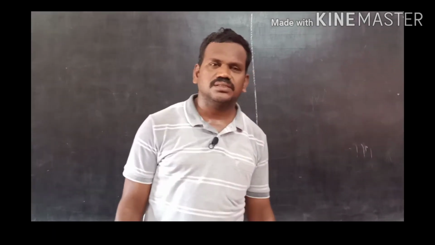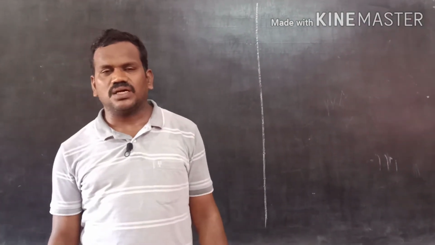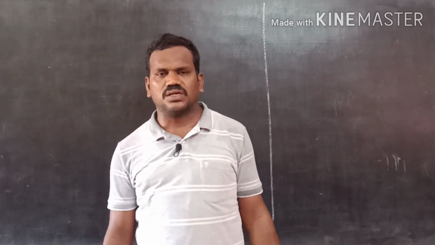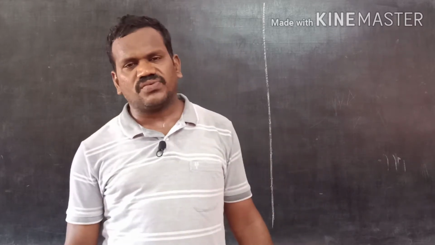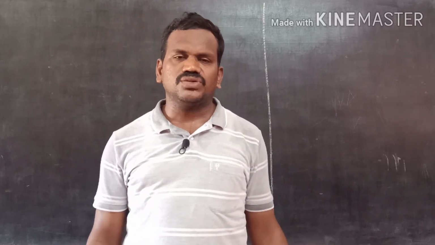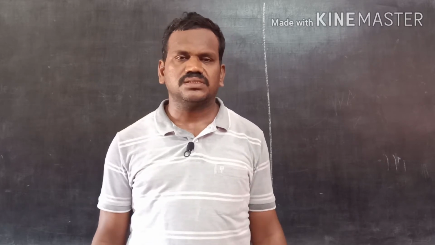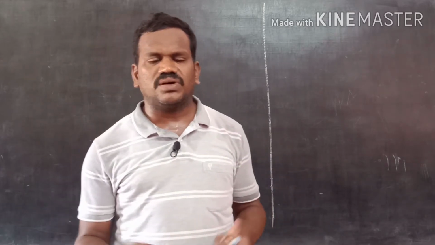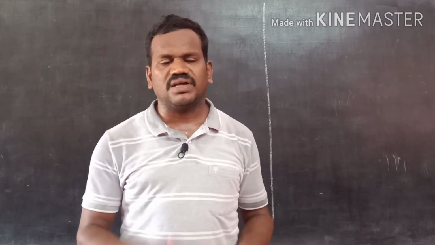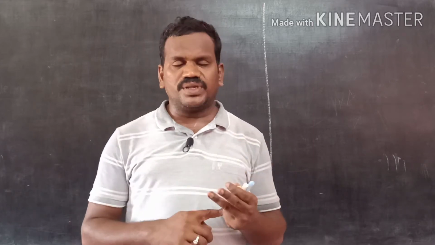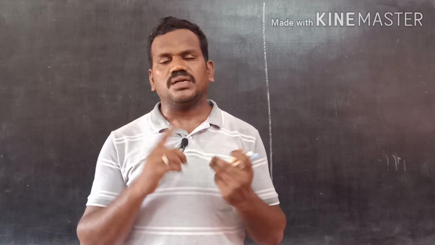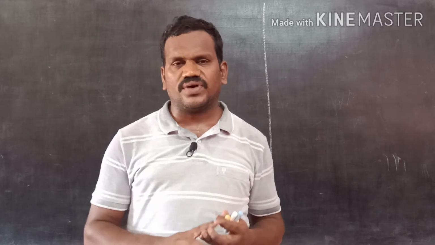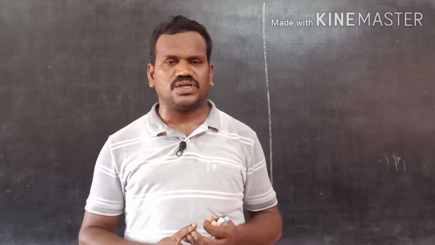Hi students, in the last video we explained how to write the electronic configuration and what rules are to be followed while writing it. Electronic configuration is nothing but the distribution of electrons in main levels, sublevels and orbitals. We already discussed how to write it by following the Aufbau principle, Hund's rule and Pauli's exclusion principle. These three are the rules we follow while writing electronic configurations.